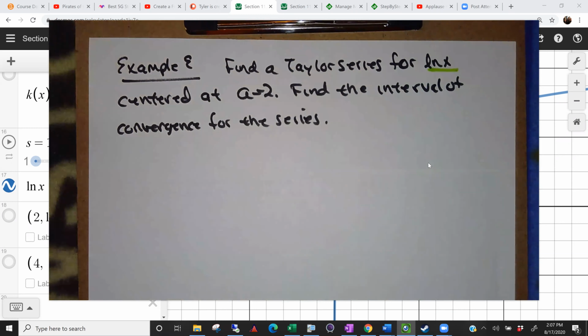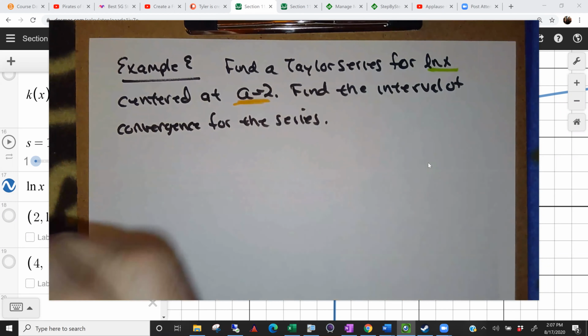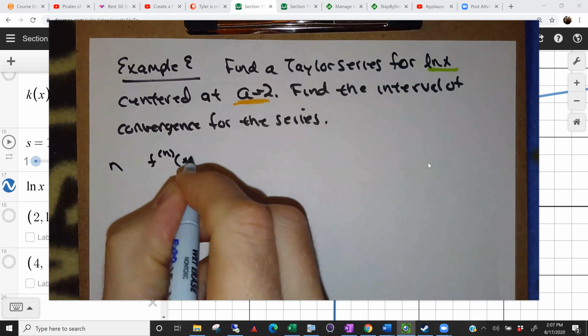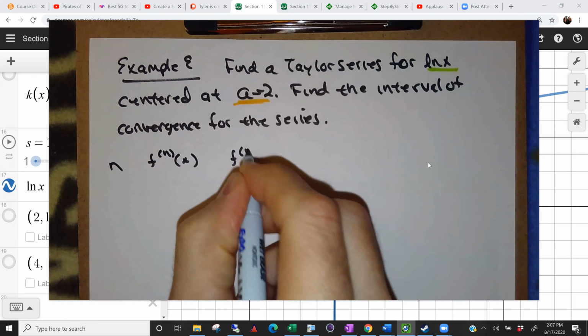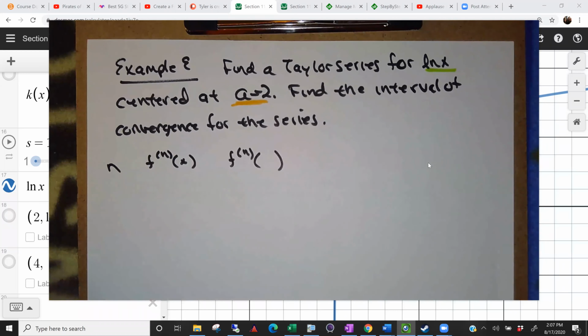Okay, so we're going to try and find a Taylor series for ln of x. We'll let that series be centered at a equals 2. So we'll start out with our usual list: n, the nth derivative of x, and the nth derivative at our center, which in this case is 2.